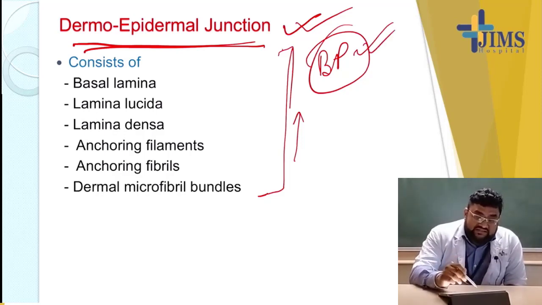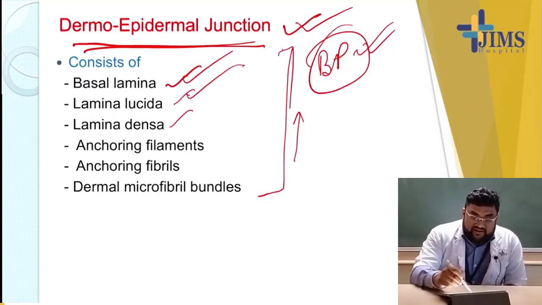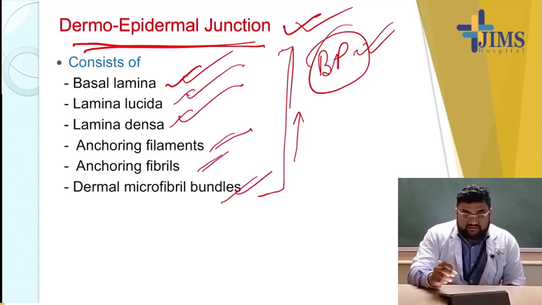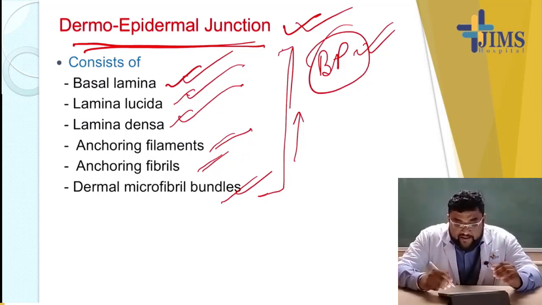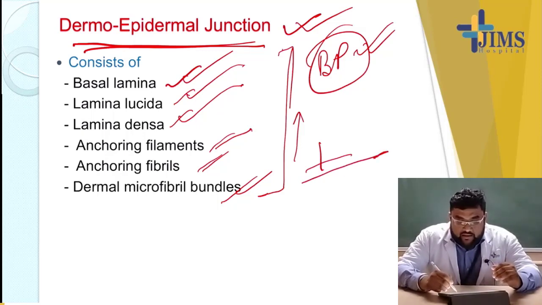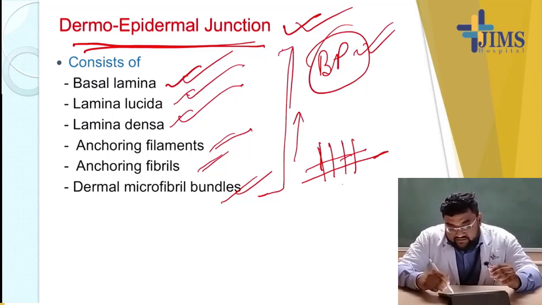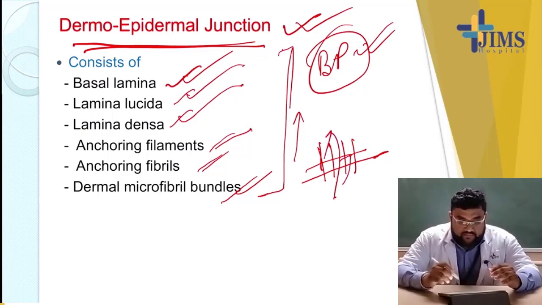Now what does the DEJ contain? It contains the basal lamina, the lamina lucida, the lamina densa, the anchoring filaments, the anchoring fibrils and dermal microfibril bundles. What is the main function of the DEJ? The main function of the DEJ is that it holds the epidermis with the dermis, and also it helps the blood supply and the nutrients to go from the dermis to the epidermis.